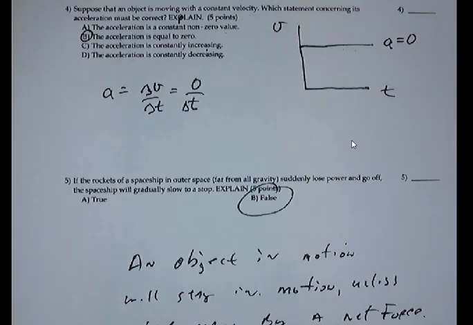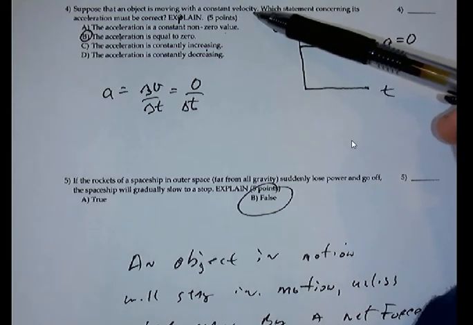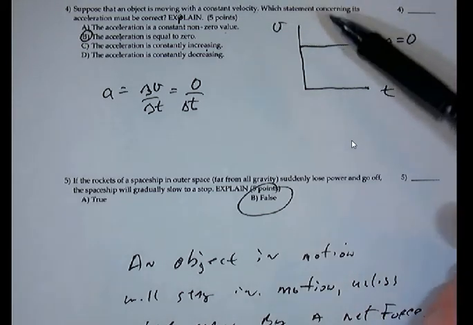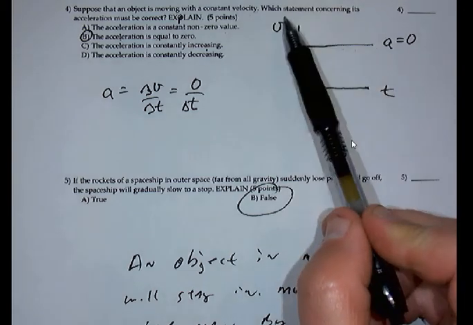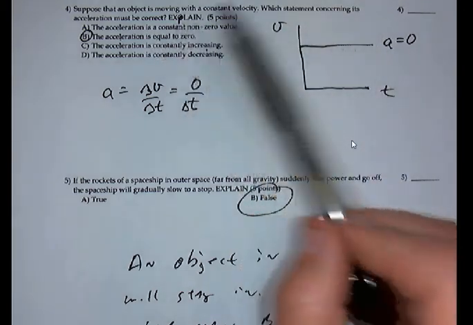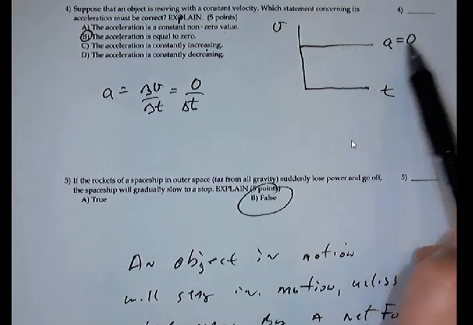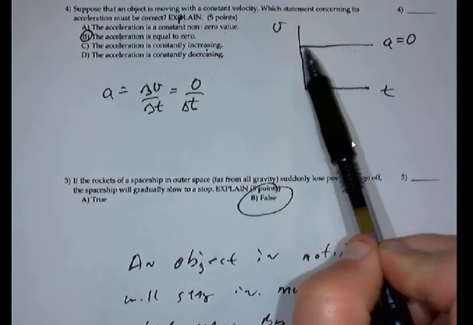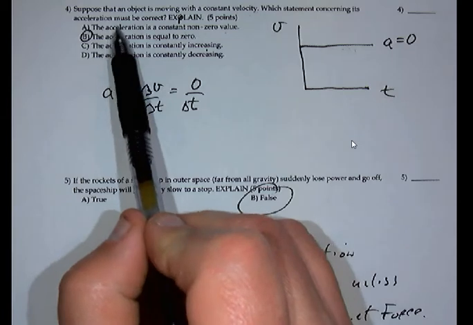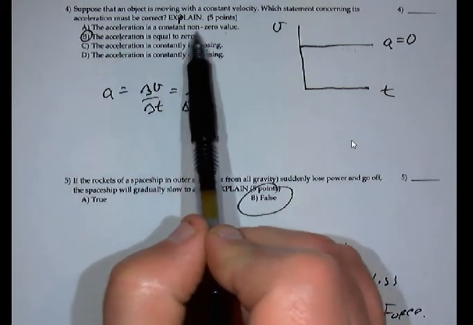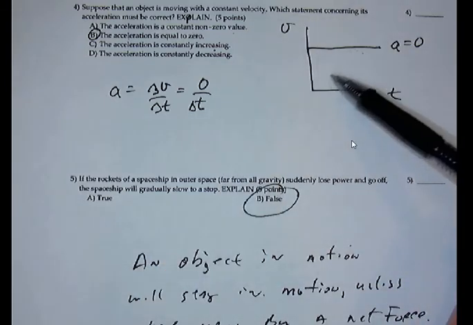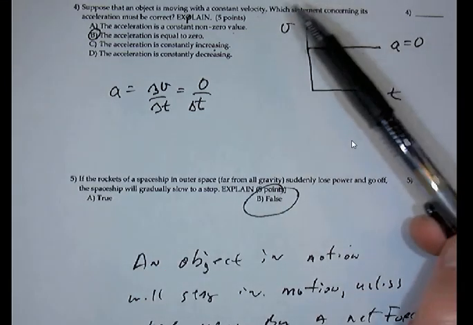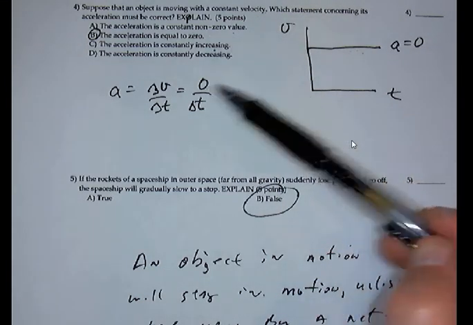Okay, number 4. Suppose that an object is moving with a constant velocity. All right, we just kind of talked about that one actually. Here's what the picture looks like. Which statement concerning its acceleration must be correct? Well, I know it's got to be 0 if the velocity is not changing. The acceleration is a constant non-zero value. Okay, so that's not true. If the acceleration were constant, the velocity would actually be changing. Acceleration 0, okay, that's good.